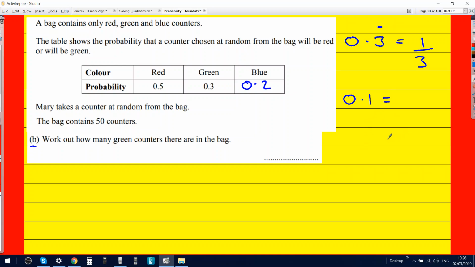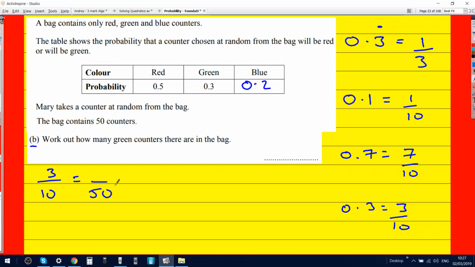Do you know 0.1? Is that 1 over 10? Would you know 0.7? Is that 7/10? And so 0.3 is 3/10. Yeah. Okay. And it has 50 counters, so you have to get the denominator to 50. Sorry, you have to times 10 by 5 and 3 by 5 to get 15, and that gives you 15 over 50. So what's the answer? There are 15 green counters in the bag.